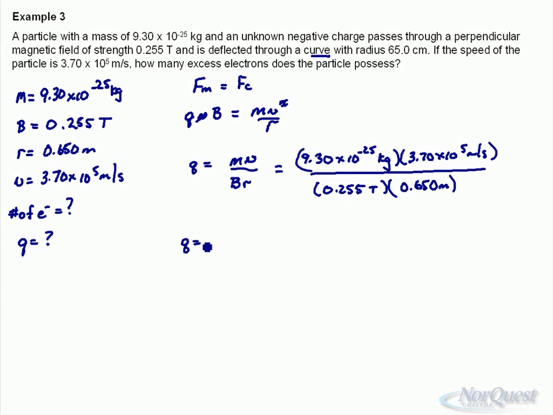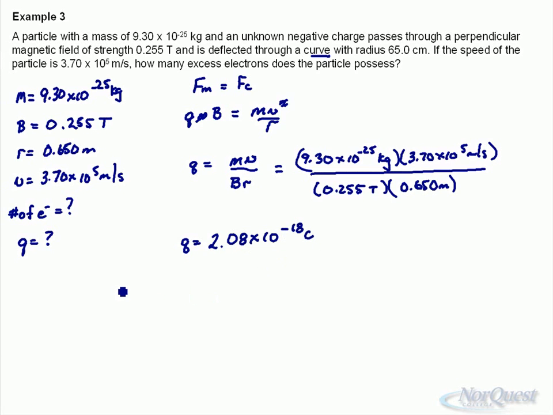9.3 to the exponent negative 25 times 3.7 to the exponent 5. Enter, divide, bracket, 0.255 times 0.650. One thing I always see that happens on diploma tests or unit tests is if you're given numbers that may not be in the right unit system, sometimes students forget the unit systems and then they get a wrong answer as a result. The charge should work out in this case to be 2.08 times 10 to the negative 18 coulombs.